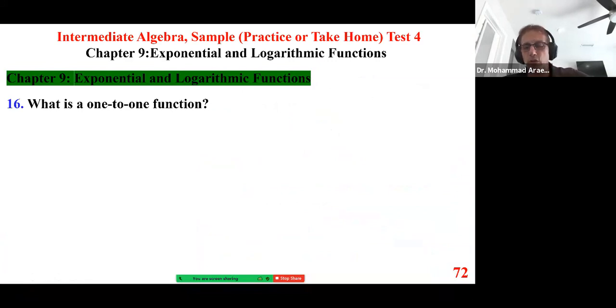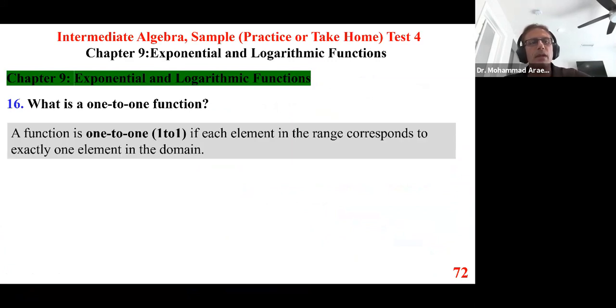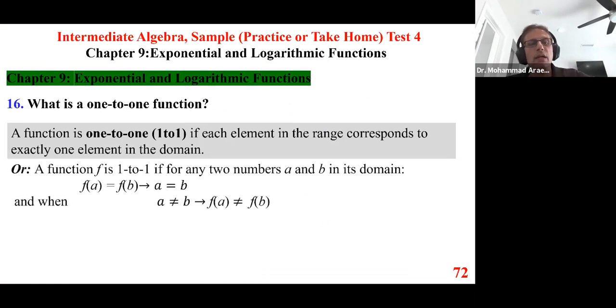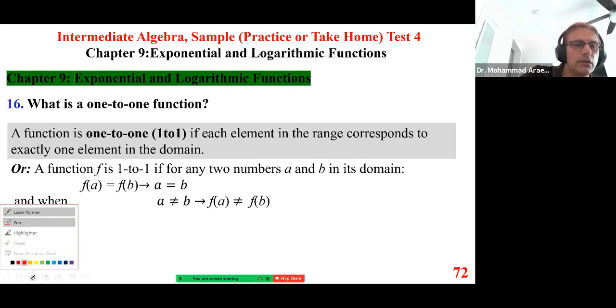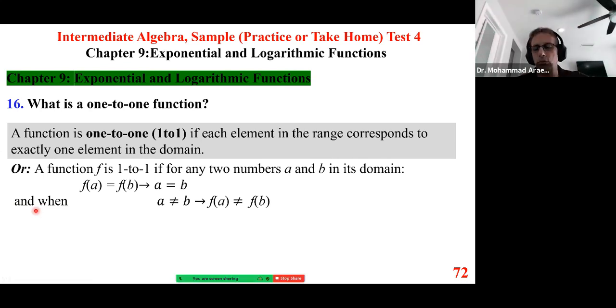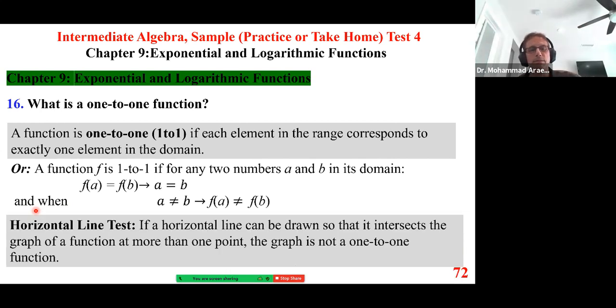What is a one-to-one function? A function is one-to-one if each element in the range corresponds to exactly one element in the domain. In other words, if f of a equals f of b, then a must be b. If a is not equal to b, f of a cannot be equal to f of b. We use the horizontal line test to check if a horizontal line can be drawn so that it intersects the graph of a function at more than one point. Then the graph is not a one-to-one function.